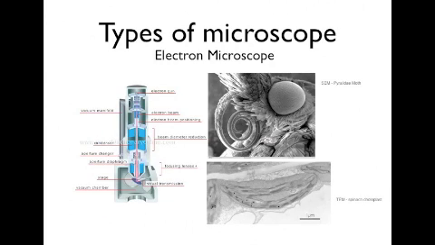Here we have an electron microscope, which is much more complicated than a light microscope. I won't go into details of how it works, but basically, since it uses electrons, it gives much clearer and better images. There are two types of electron microscopy.